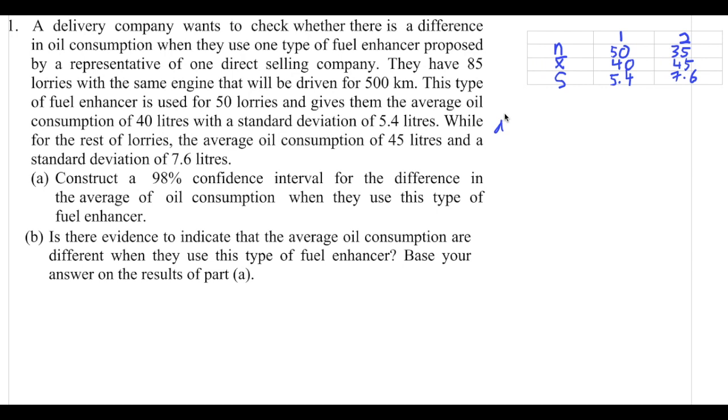So question A, construct a 98% confidence interval for the difference in the average of oil consumption. We'd be using the confidence interval formula for large samples, which will be X bar 1 minus X bar 2 plus minus Z, so alpha over 2 would be 0.01, and the sample standard deviation of X bar 1 minus X bar 2 would be square root of S1 square over N1 plus S2 square over N2.